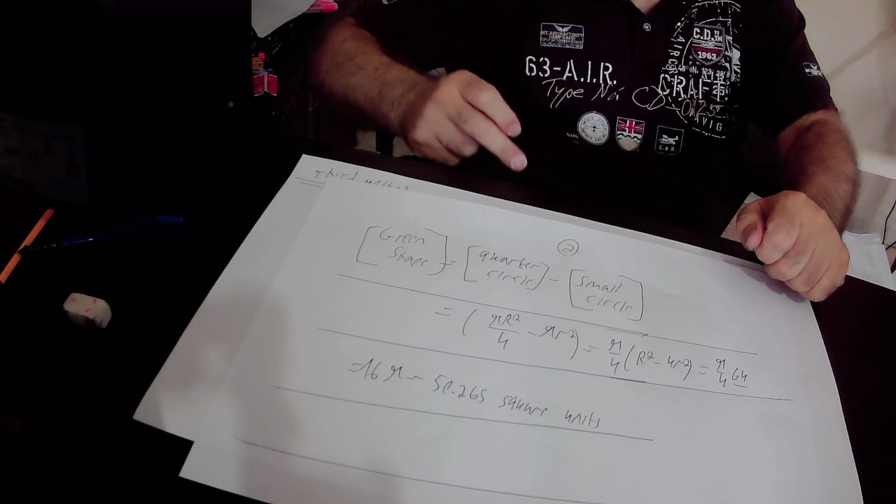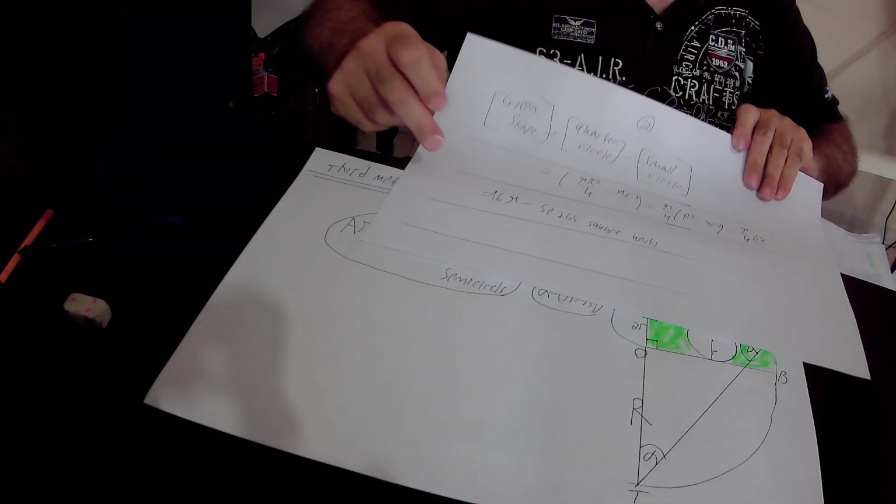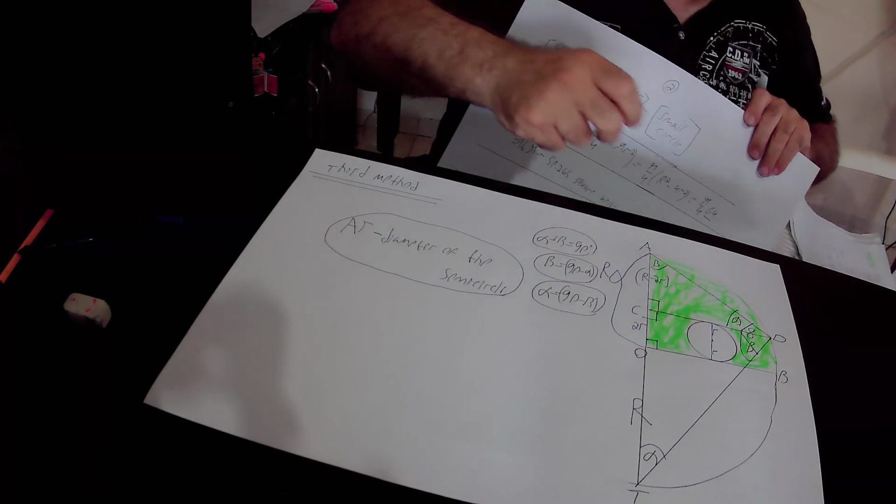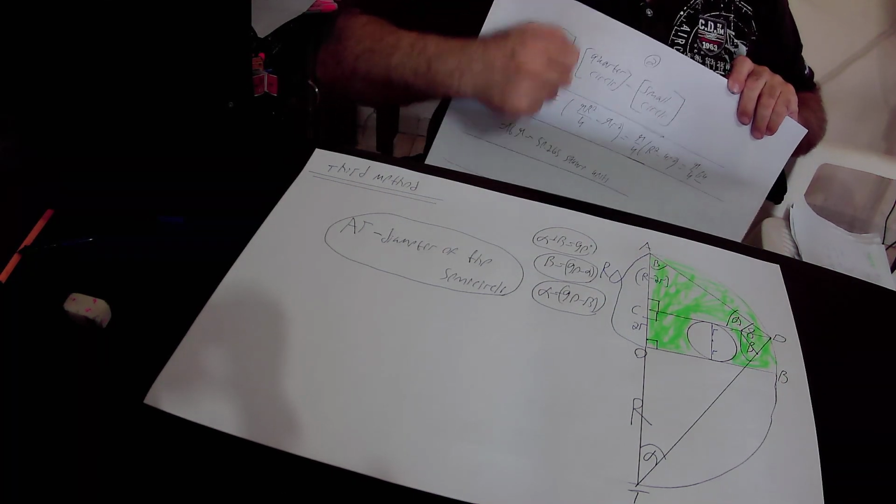So in all three methods we found that the area of the green shape equals 16 pi square units, or in terms of numbers it is equal to 50.265 square units.